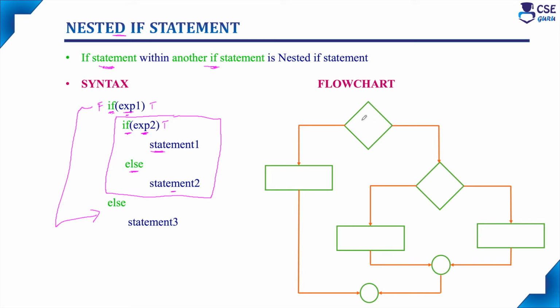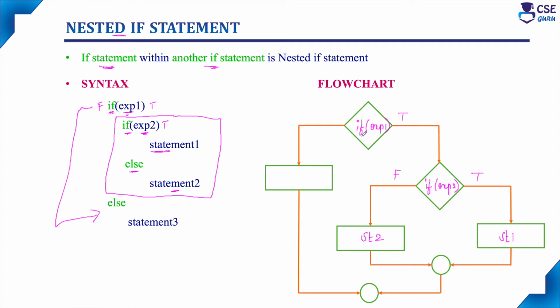Flowchart, if we are considering, if expression 1 and if this condition is evaluated to true, it will go and execute the next if statement placed within this if block. So here, if expression 2 and if this condition is true, it will execute statement 1. And if this condition is false, it will execute statement 2.